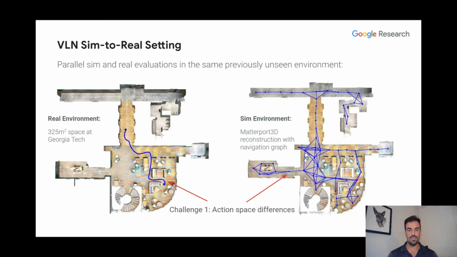So as you can see, one of the first challenges that will arise, let's call it challenge 1, will be differences in the action space. As you can imagine, low-level control of a physical robot is very, very different to the simulator action, which basically involves selecting which one of these neighboring nodes in the graph the agent would like to teleport to.